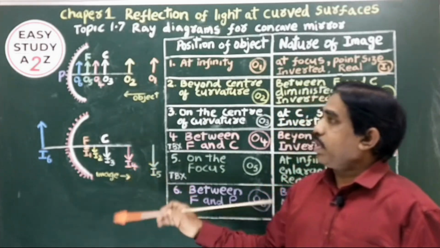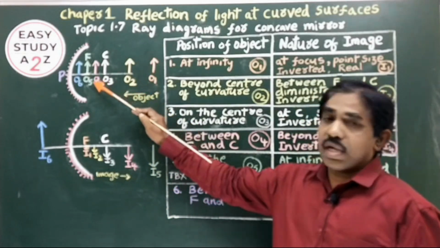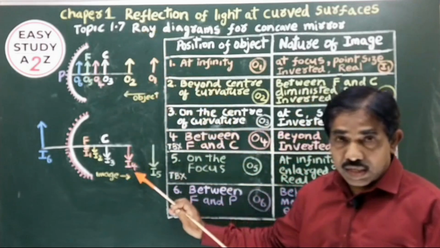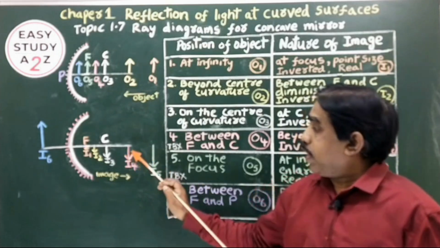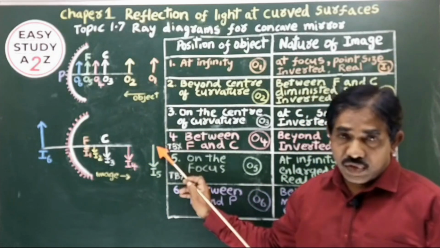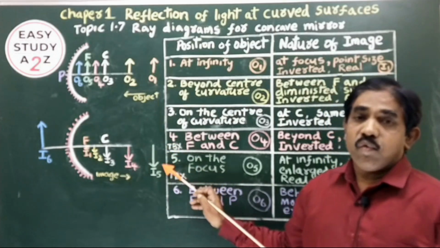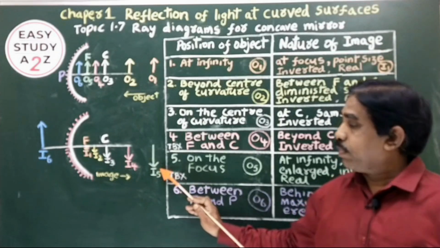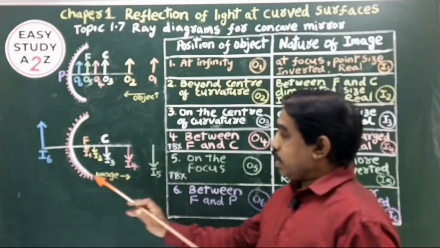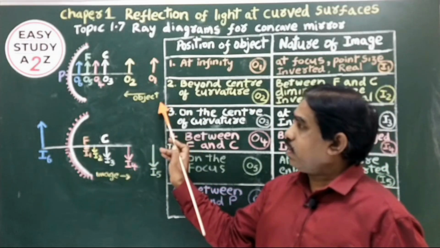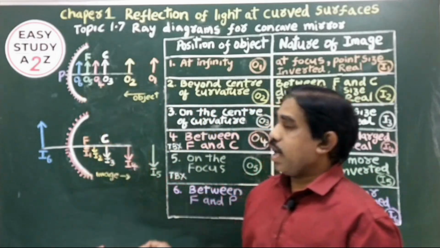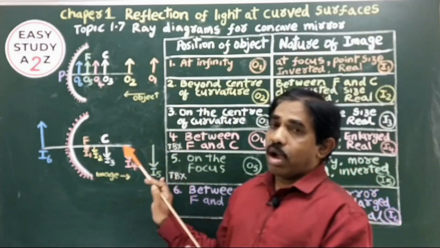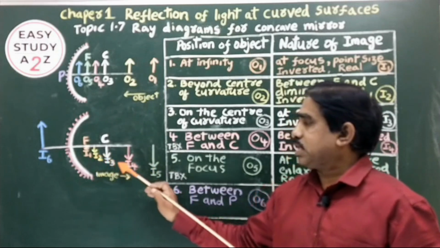Now coming to the fifth position, when we keep the object at the focus, we get the image at infinity. We get the image at an infinite distance. It is also a very large, magnified image. It is also an inverted image, and it is also a real image. So here, see, we are moving the object from right side to left side, and the image is moving from left side to right side. This is how it goes for the object in 5 places.